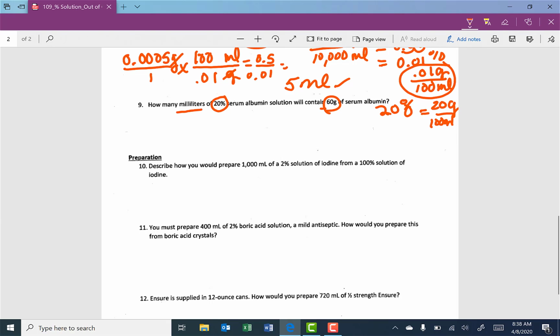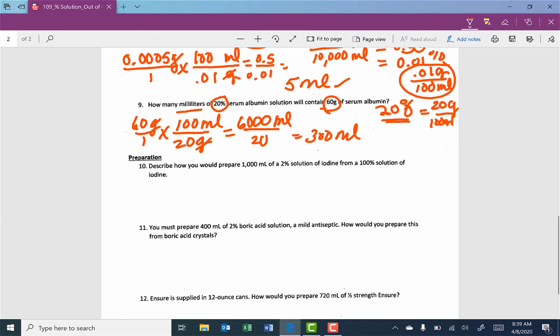So let's take what we're given, 60 grams over 1 times, follow your units. Grams has to go down here. The only other information we have is our percent strength. So 20 grams goes down here, and 100 milliliters goes up here. We're using our percent strength. Cross out your grams, and you get 6,000 milliliters over 20, which gives you 300 milliliters. So you would need 300 milliliters of solution, and if you added 60 grams to it, you would get a 20% solution. Okay, number 10.